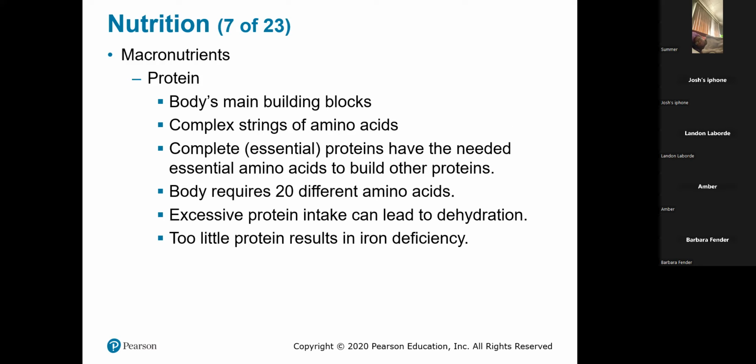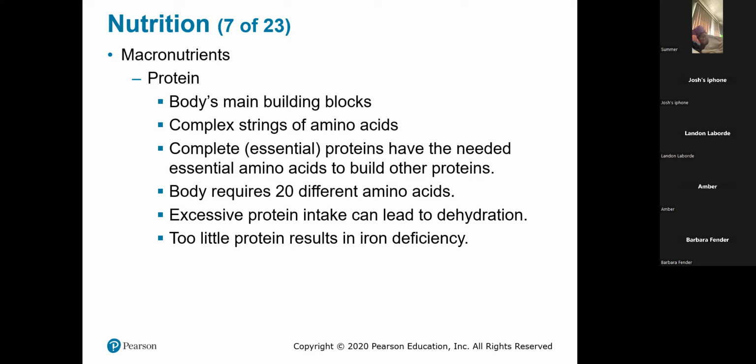This is the body's main building blocks. There are complex strings of amino acids. We have complete or essential proteins that have the needed essential amino acids to build other proteins. And the body requires 20 different amino acids. Those are detailed in a little table in your textbook.